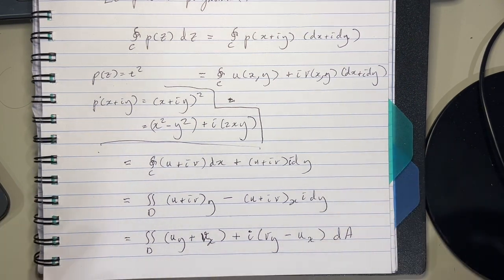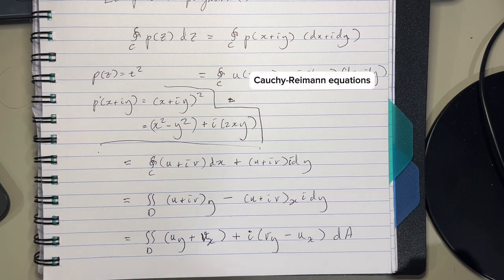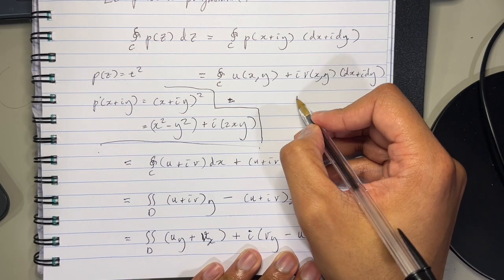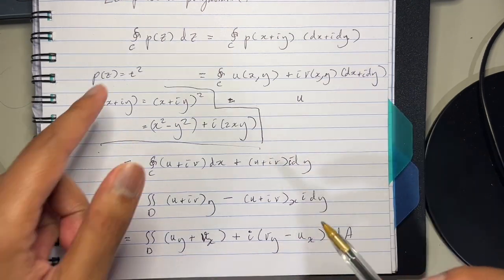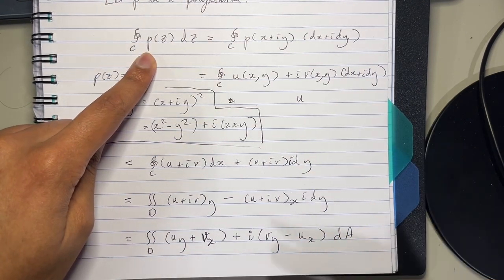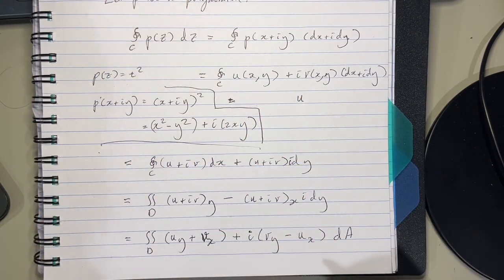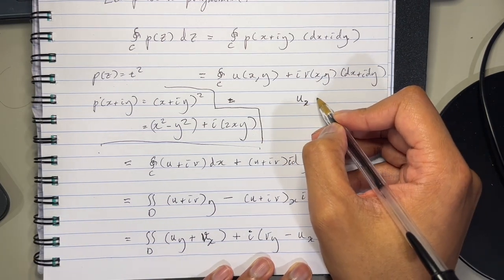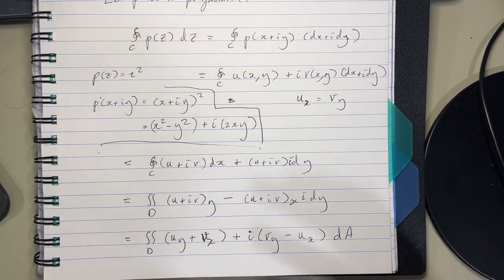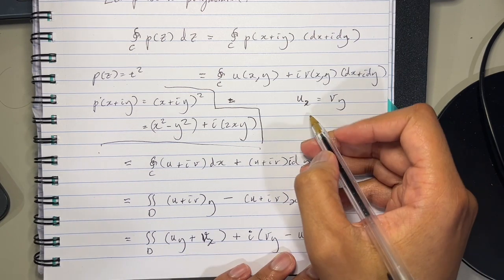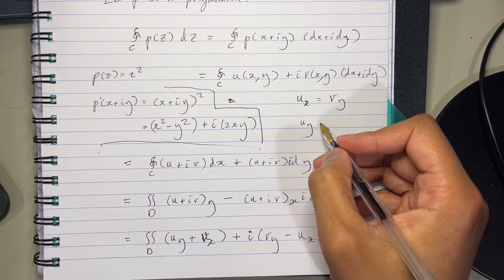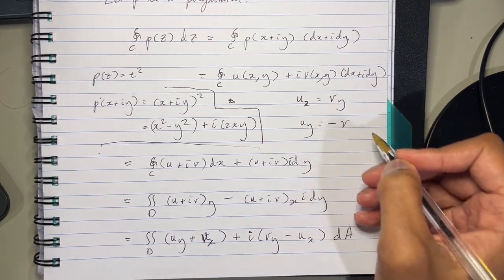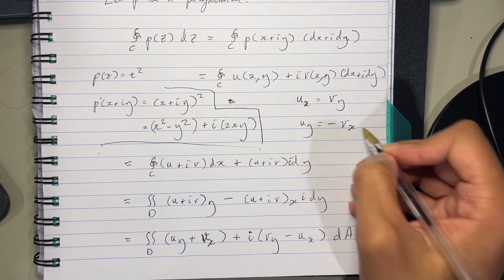Now we want to recall the Cauchy-Riemann equations. What do the Cauchy-Riemann equations say? Since p is an analytic function, these u and v satisfy the Cauchy-Riemann equations, where the partial of u with respect to x is the partial of v with respect to y, and the partial of u with respect to y is negative the partial of v with respect to x.